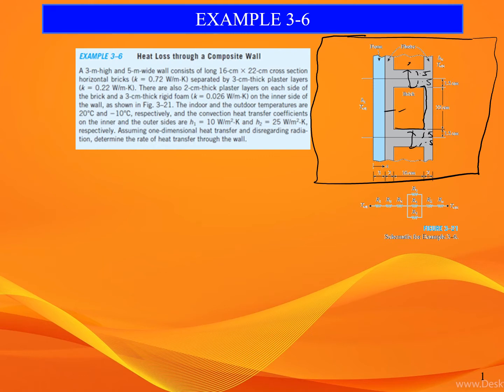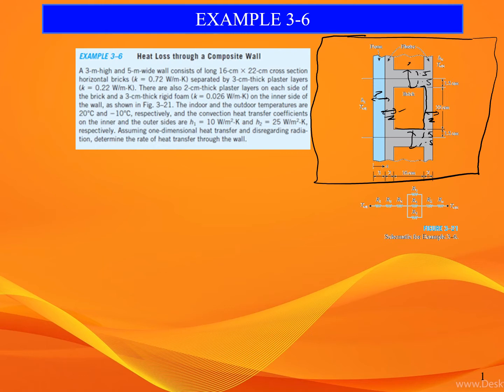There are also 2 cm thick plaster layer on each side of the brick. So each side of the brick we have 2 cm. And a 3 cm thick rigid foam. So this rigid foam we have 3 cm, on the inner side of the wall, as shown in this figure 3.21.